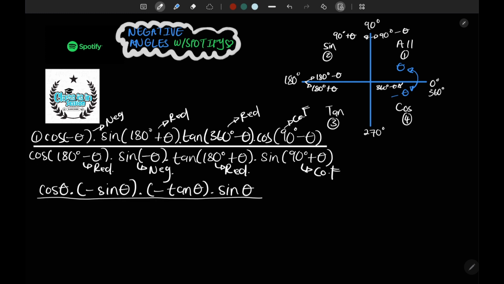We have cos 180 degrees minus theta. Let's look for 180 degrees minus theta. That's 180 degrees minus theta. It's in the second quadrant where cos is negative, so your answer should be negative cos theta.